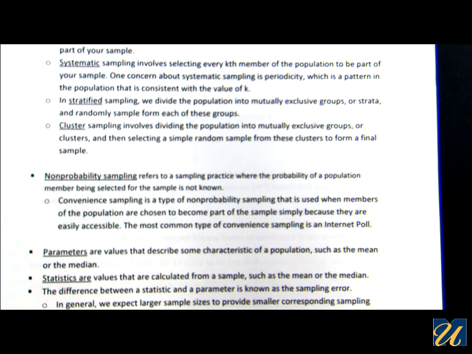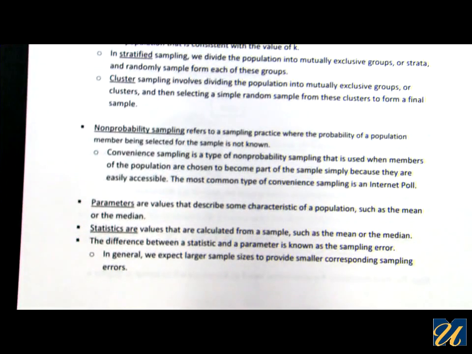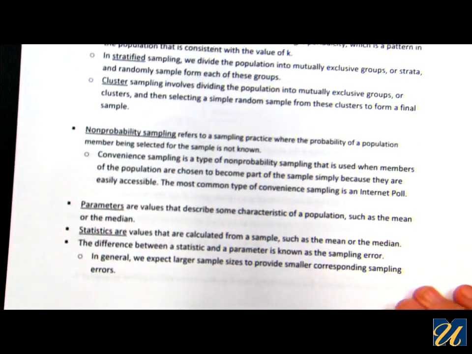Now, parameters are numeric characteristics that derive from a population. Mean or median would be an example. Statistics are values that are calculated from a sample, such as the mean or the median. The difference between a statistic and a parameter is known as the sampling error. In general, we expect a larger sample size to provide smaller corresponding sampling errors. The higher the number of your sample, the sample size, the more accurate the results. That means the less the corresponding sampling error.